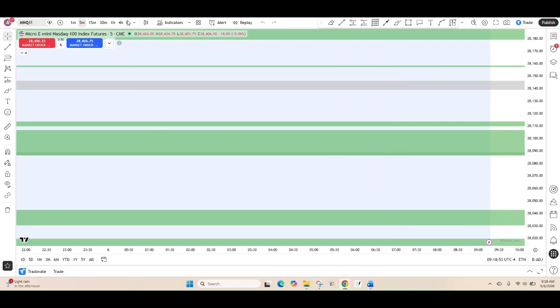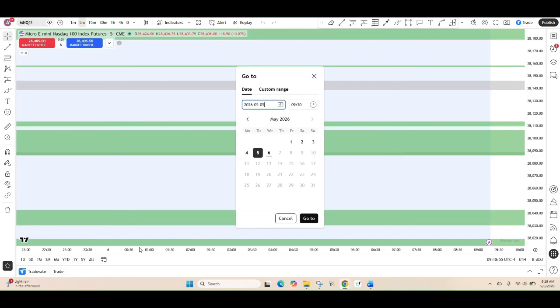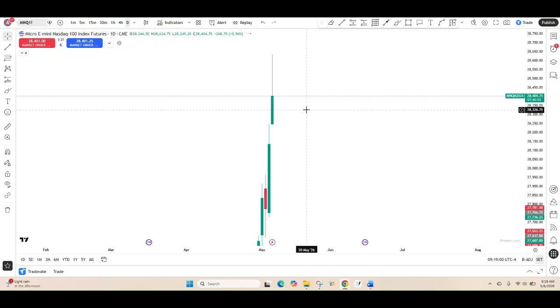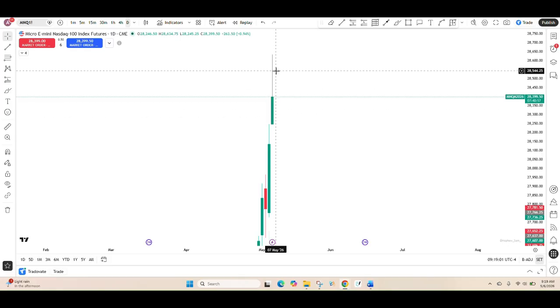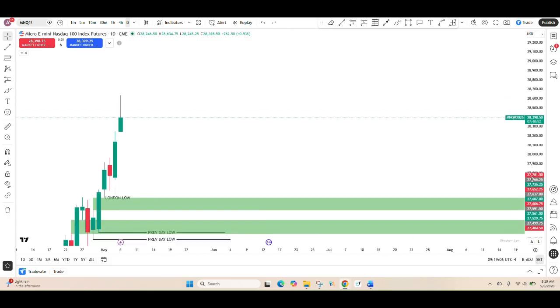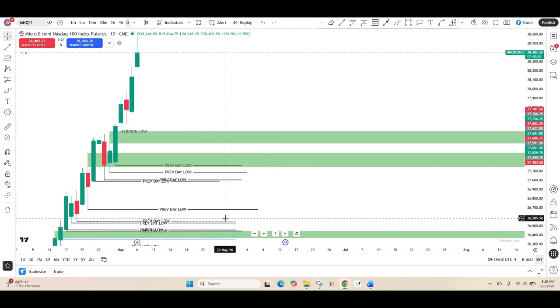We're on the MNQ. We're gonna go to today's date. Today is the 6th, and we're gonna start with the daily time frame. Ooh, bullish, very bullish again today. Okay, definitely a continuing trend. All right, so none of our lows got taken out.